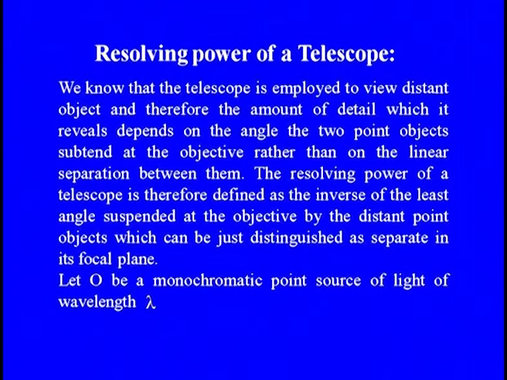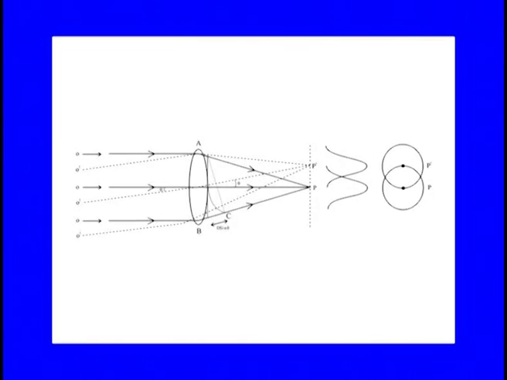Let O be a monochromatic point source of light of wavelength lambda, situated at a great distance from the telescope objective AB as shown in this figure. A beam of parallel rays from this object is incident normally on the objective. The ring supporting the lens as well as lens itself serves as a circular aperture, and therefore Fraunhofer diffraction pattern is produced in the focal plane of the lens.